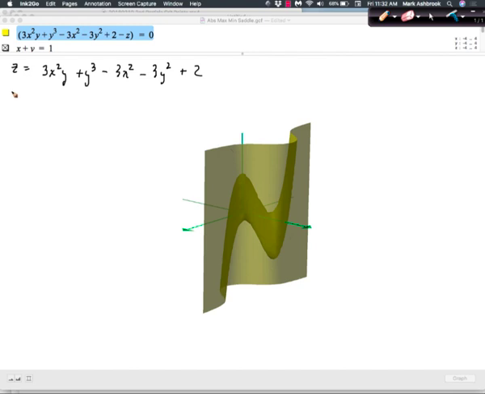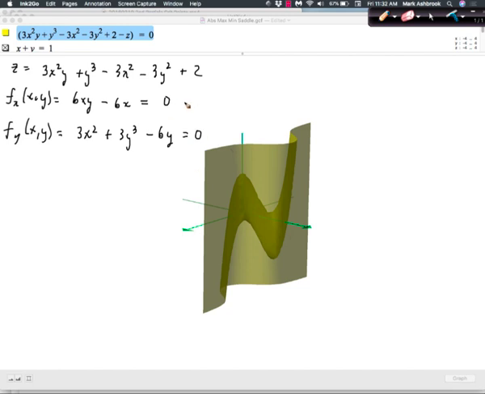So we're going to do the partial with respect to x. That's going to be 6xy plus 0 minus 6x. And the first partial with respect to y is going to be 3x squared plus 3y cubed, check my math, minus 0 minus 6y. Did I do the math right? Okay, so we want to find values of x and y taken together that make both of these 0.